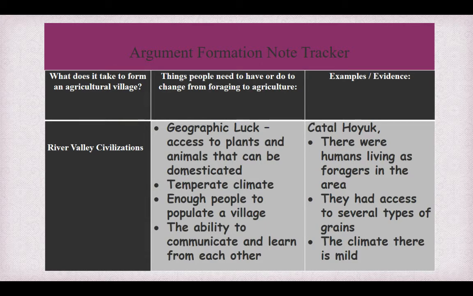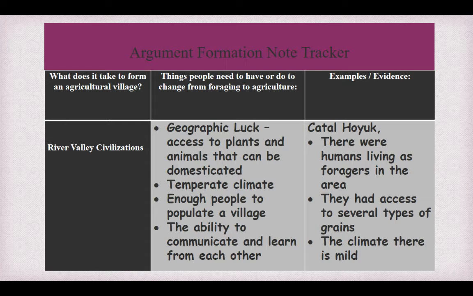One example that I came up with for what allowed them to grow and form agricultural villages was Catalhoyuk, and the things that allow them to transition in this civilization include geographic luck, meaning access to plants and animals that can be domesticated, temperate climate, meaning you have enough sunny days for your plants, but you also have enough rainy days to water your plants. We also see the population growth, meaning you have enough people to populate a village.